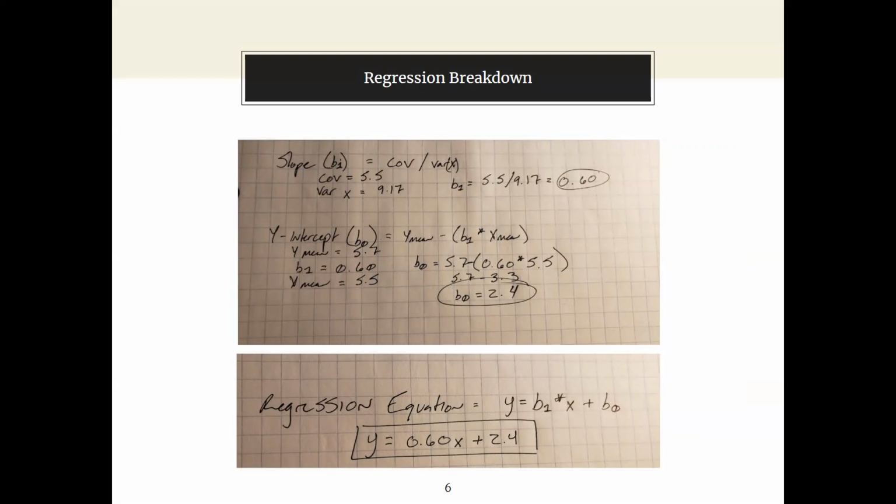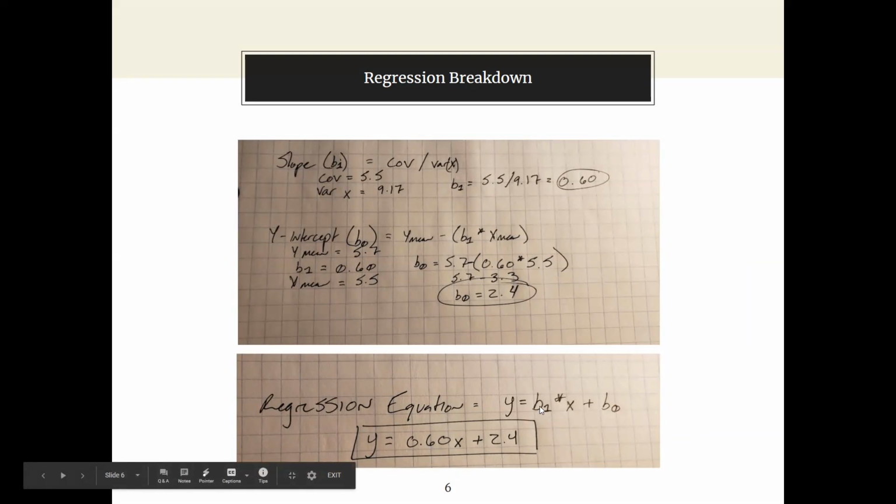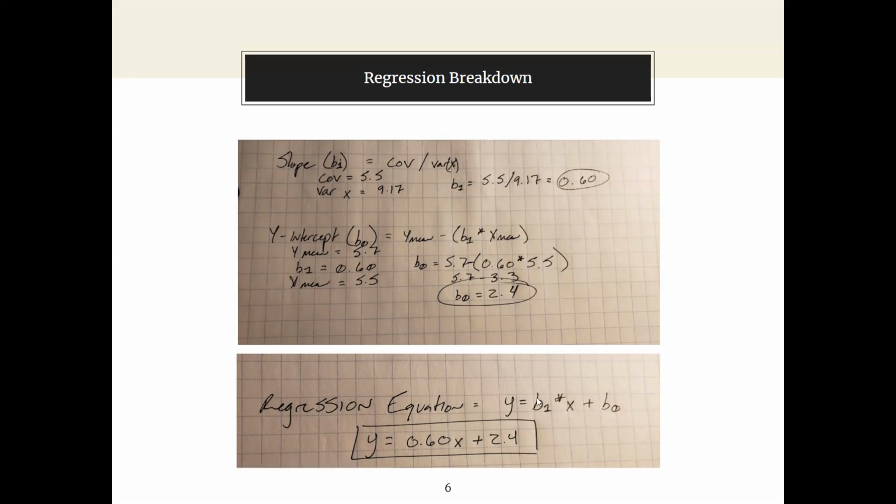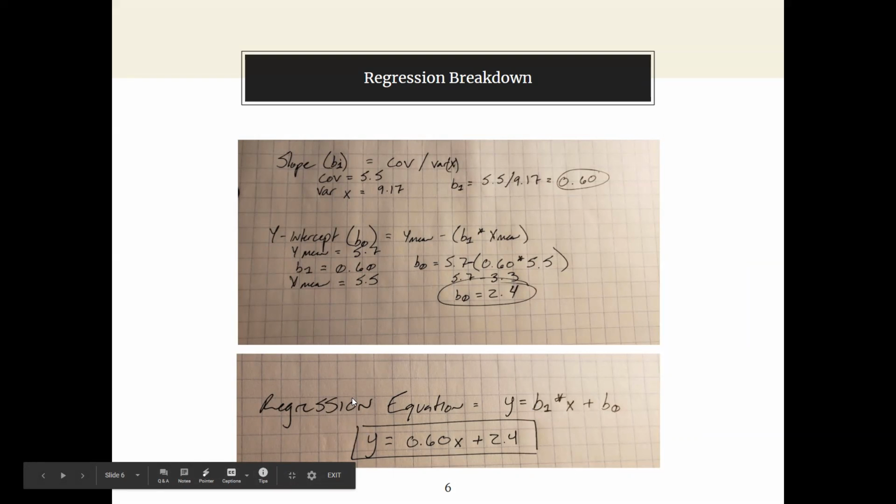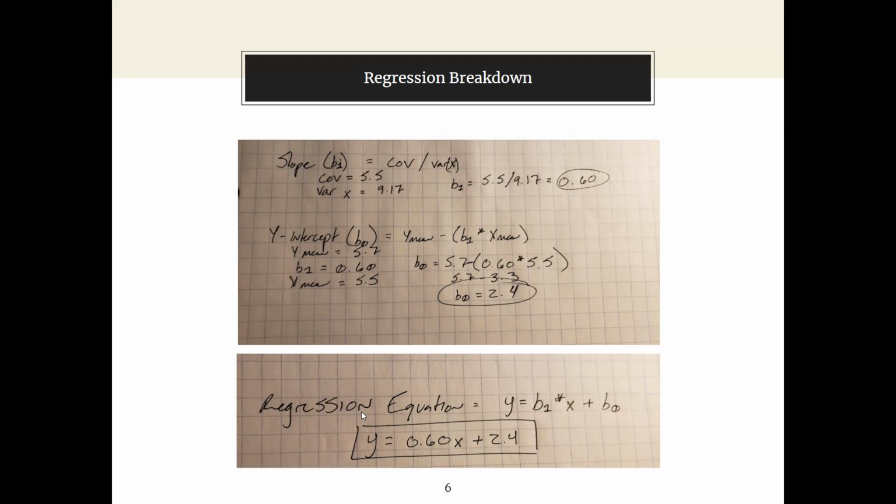We can plug both of these numbers back into our equation and get our final regression, which is going to be that y equals mx plus b, as we've all known since algebra in middle school. In this case, we have y equals 0.6x plus 2.4. That 0.6 is our slope, and the 2.4 is our y-intercept. We can use that to find our prediction for any data point that we may be given.